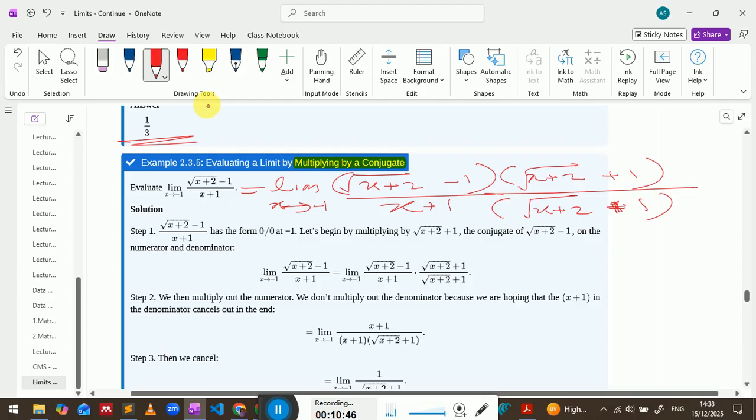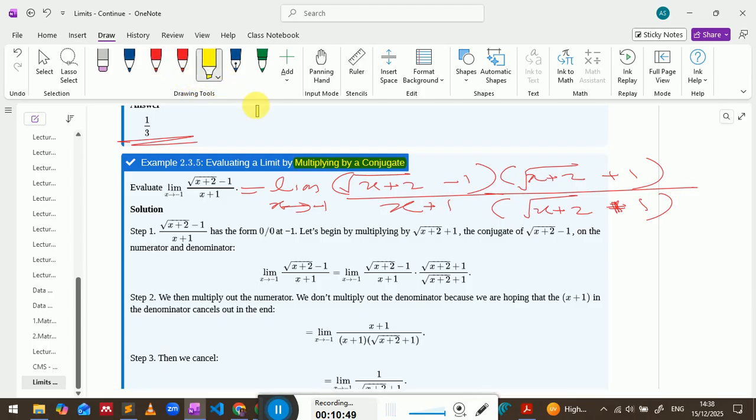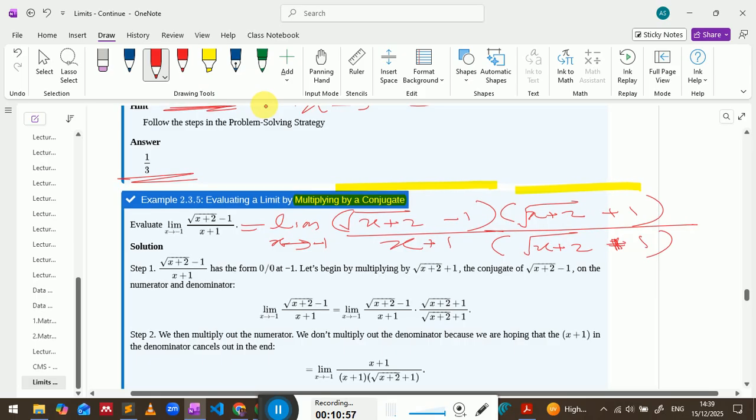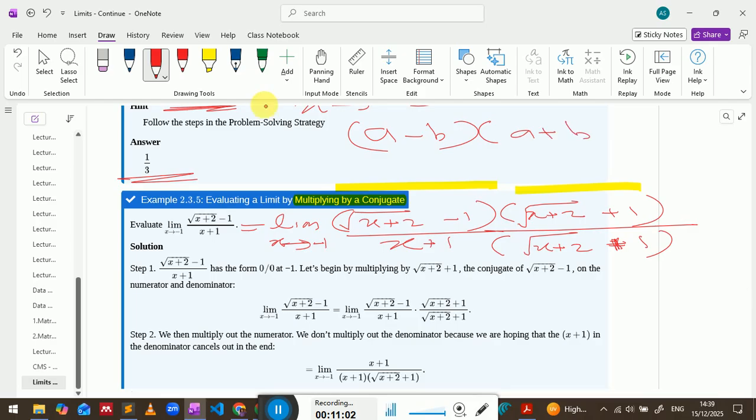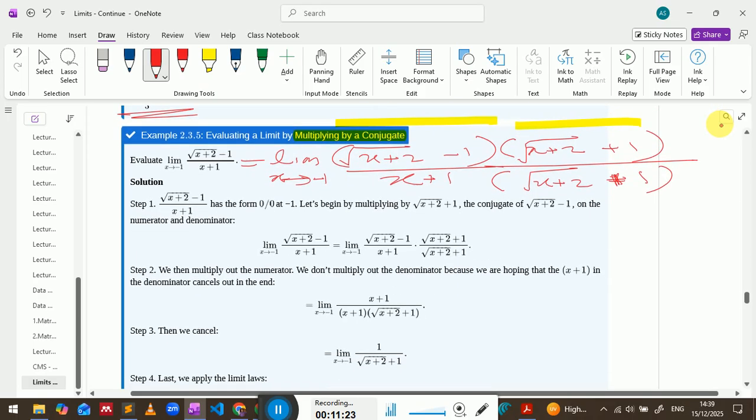Now if you look at this portion and this portion, did you notice something? What is that? Maybe this is like a minus b into a plus b. Just think about square root of x plus 2 as a and 1 as b. Then this is a minus b and this is a plus b. So a minus b into a plus b can be converted into the form a squared minus b squared. The same theory we can apply here.